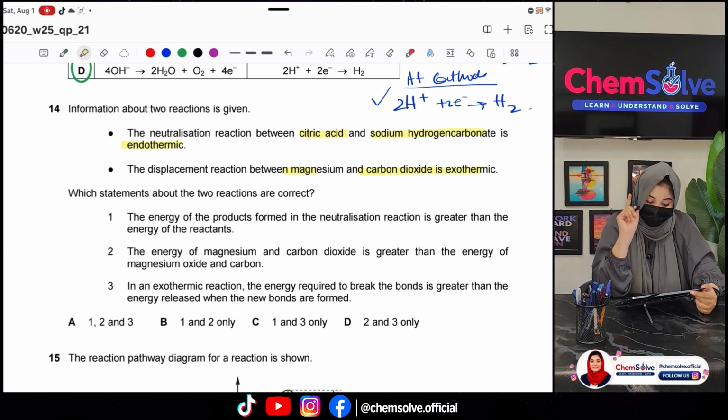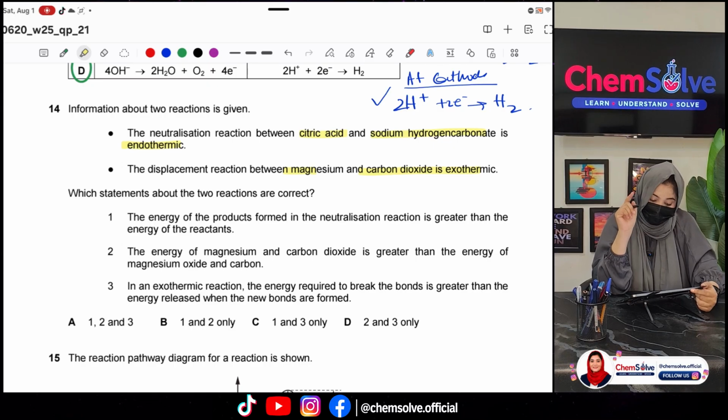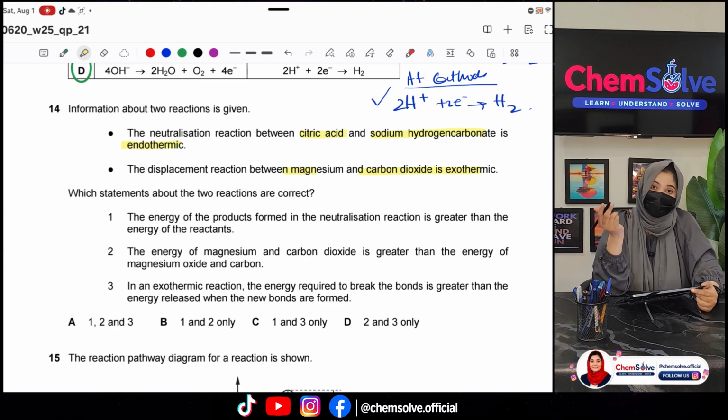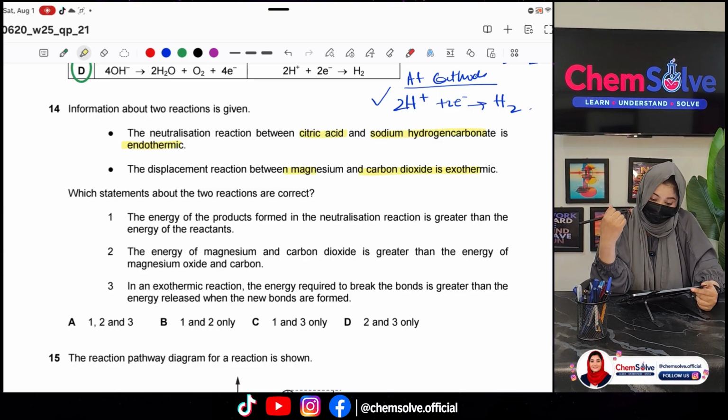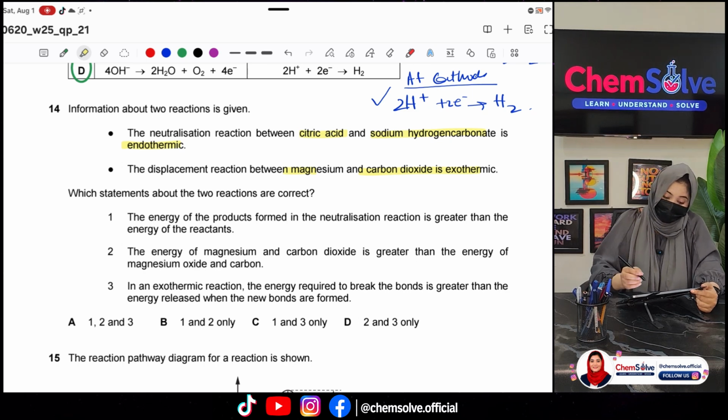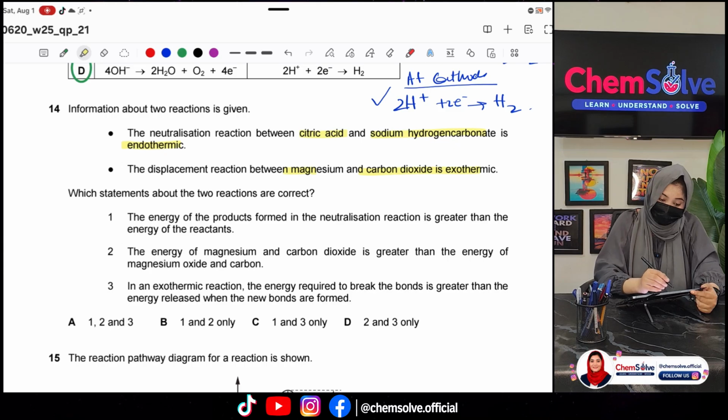The first reaction is endothermic. Okay, so the energy of the product formed in the neutralization reaction is greater than the energy of the reactant. Endothermic reactions tend to absorb energy. So that's why the energy of the product must be greater than the reactant, because the reactant has gained energy to give the product. So this is the correct statement.